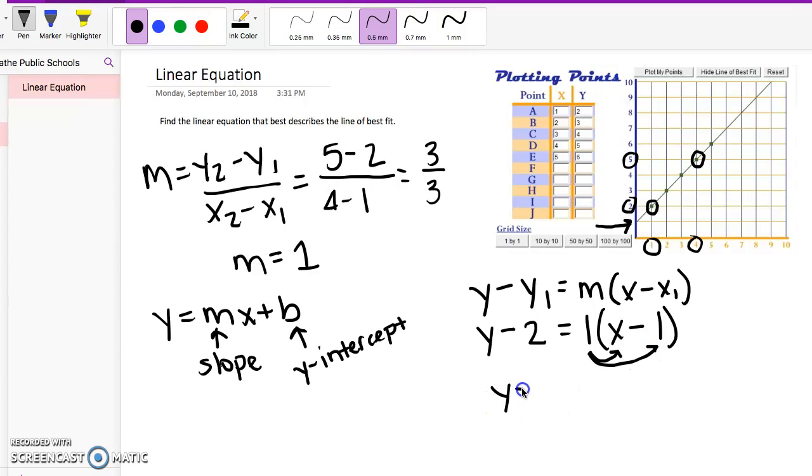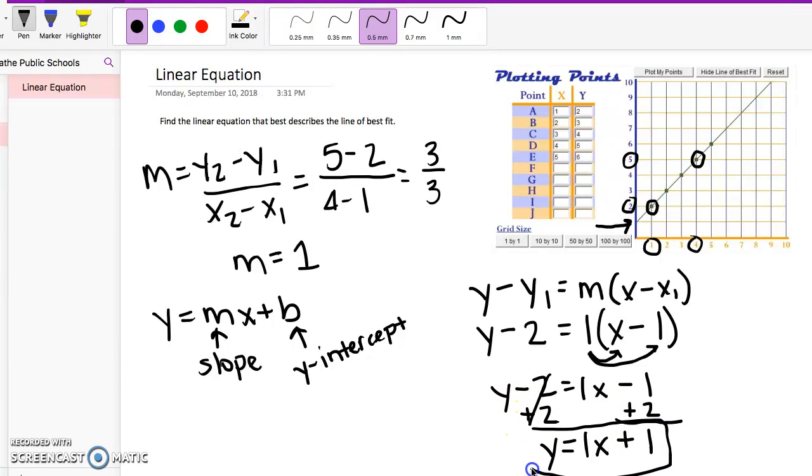and I am left with y minus 2 equals 1x minus 1, because 1 times x is 1x, and 1 times negative 1 is negative 1. The next thing I need to do is move this 2 away from the y, so those cancel out. I'm left with y equals 1x plus 1, because negative 1 plus 2 is positive 1.